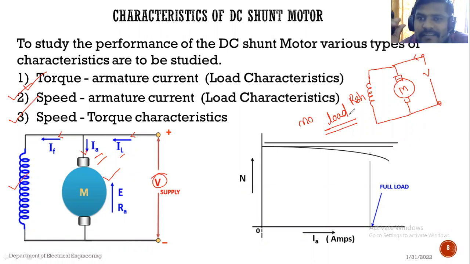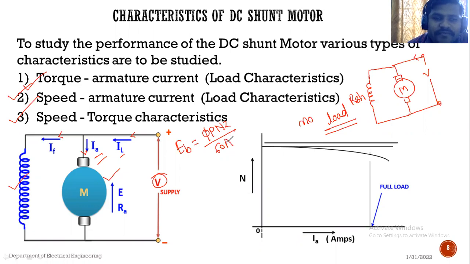These characteristics, that means all characteristics, can be derived by using two equations. You people know the equation, that is the back EMF equation. EB is equals to phi P N Z divided by 60A. This one is the equation, and the equation derived yesterday, that is the torque equation.